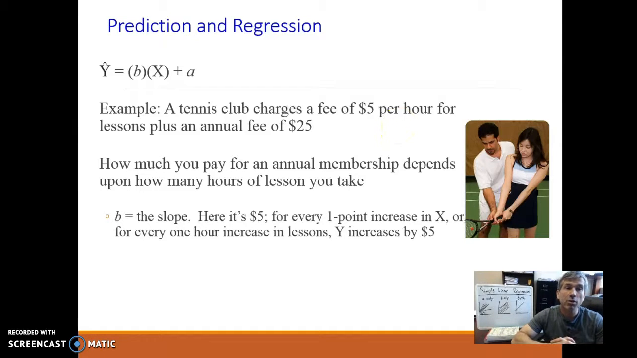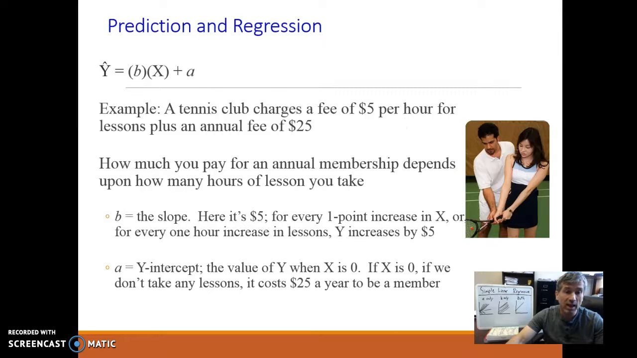So however many hours of lessons you'll be taking, they're $5 each. So every time x goes up by 1, meaning you take another hour of lessons, your total cost will increase by $5. Pretty straightforward, right? We also have the starting point. If x is 0, if you don't take any lessons at all, you still got your annual fee here of $25. So you know that your starting point is 25. If x is 0, you know that y is 25. It costs $25 a year if you take no lessons at all.